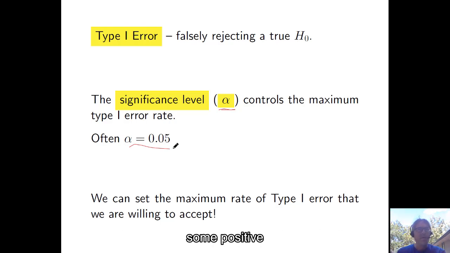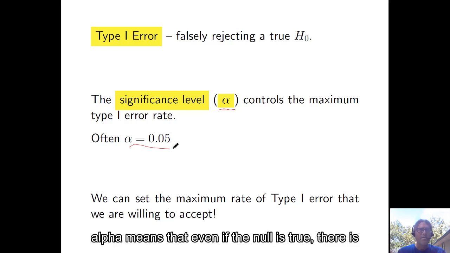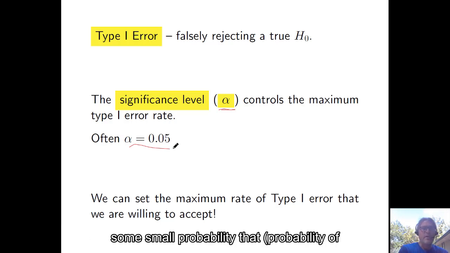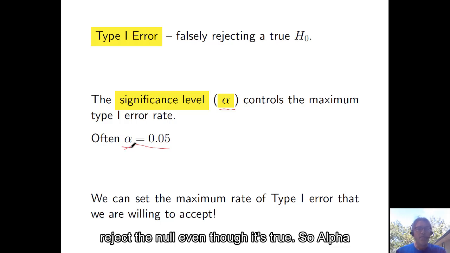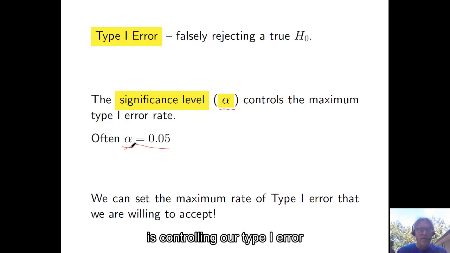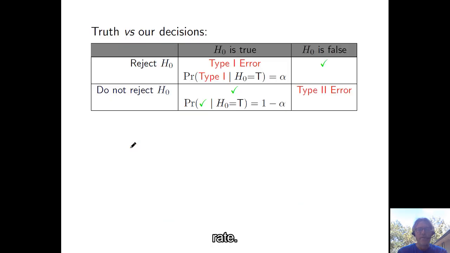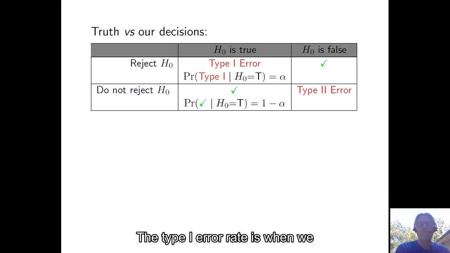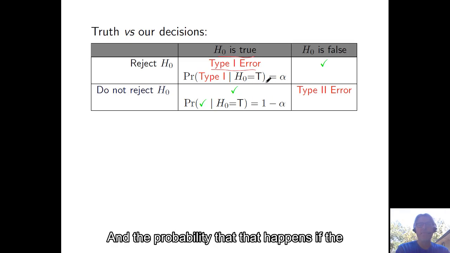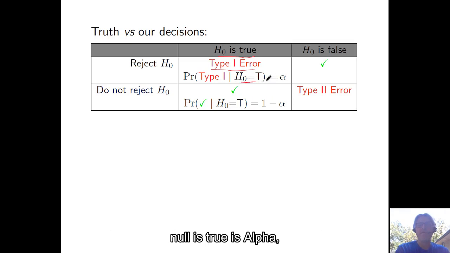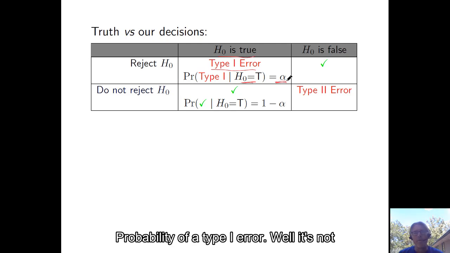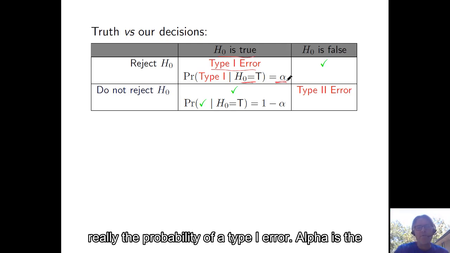So alpha is always some positive number, and that means that even if the null is true, there is some small probability, exactly alpha, that we reject the null even though it's true. So alpha is controlling our type 1 error rate. The type 1 error is when we reject a null that's true, and the probability that that happens if the null is true is alpha. Sometimes you'll hear people say that alpha is the probability of a type 1 error. Well, it's not really the probability of a type 1 error.